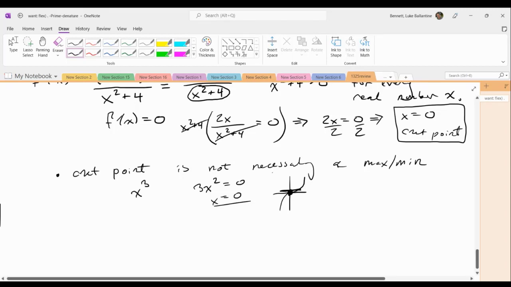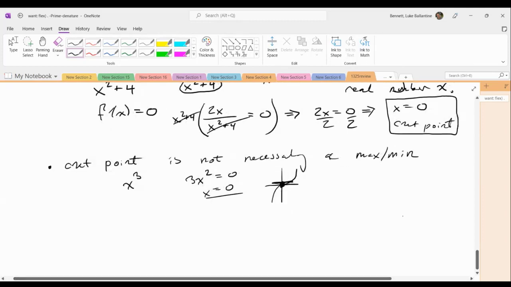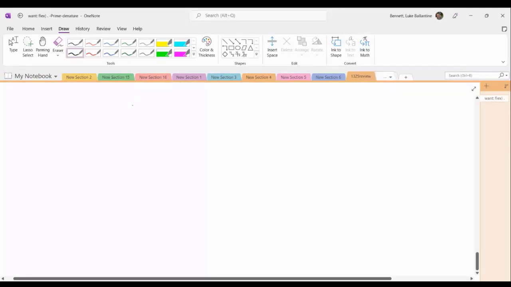Interval where f is increasing, decreasing, slope chart, relative max and min. Well, there can't be both. I have to make the sign chart. So we're going to do it with 2x. So we have f prime of x is 2x over x squared plus 4.